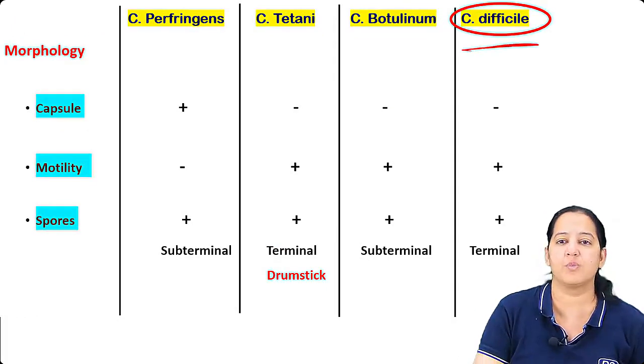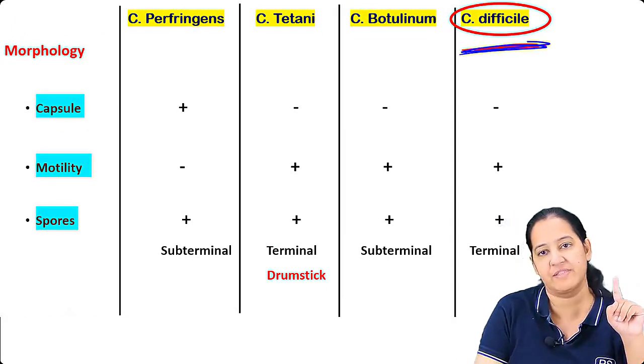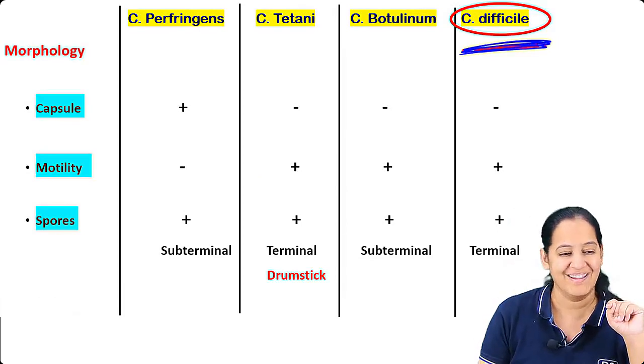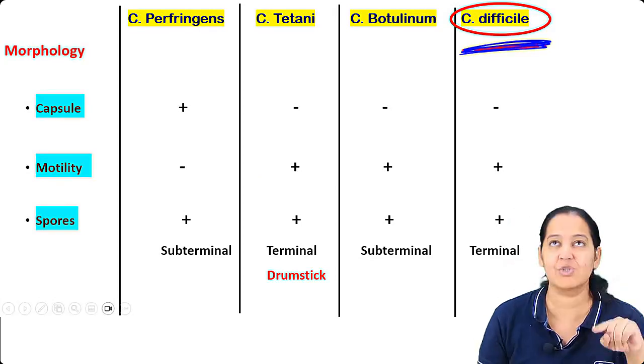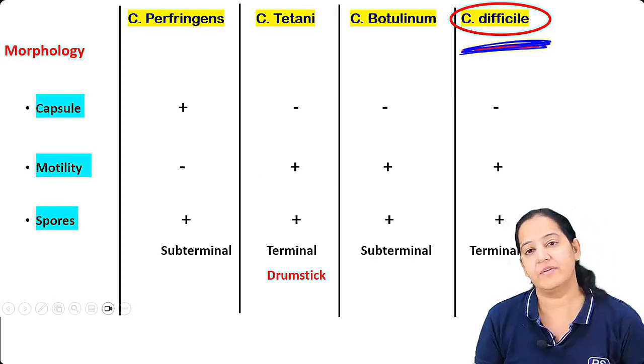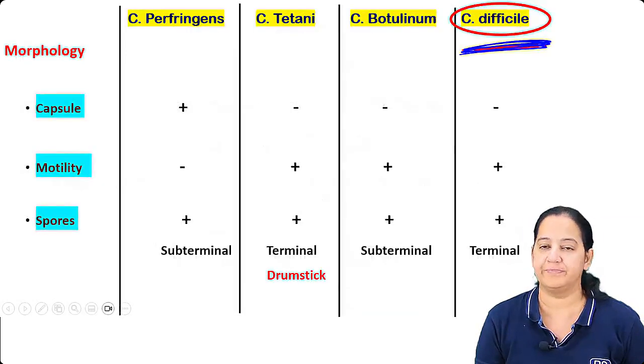Coming to the last one. The last type of Clostridium is difficile. Let's start the last one, the difficile. So what am I going to tell you in the difficile?